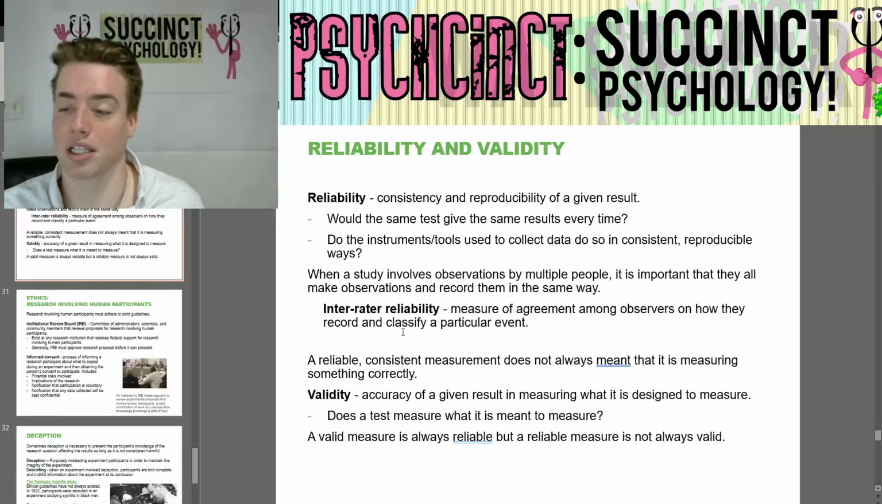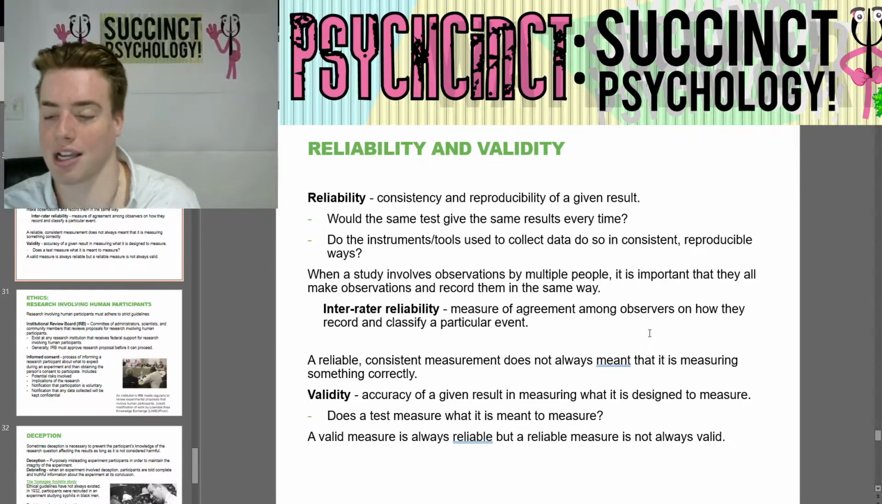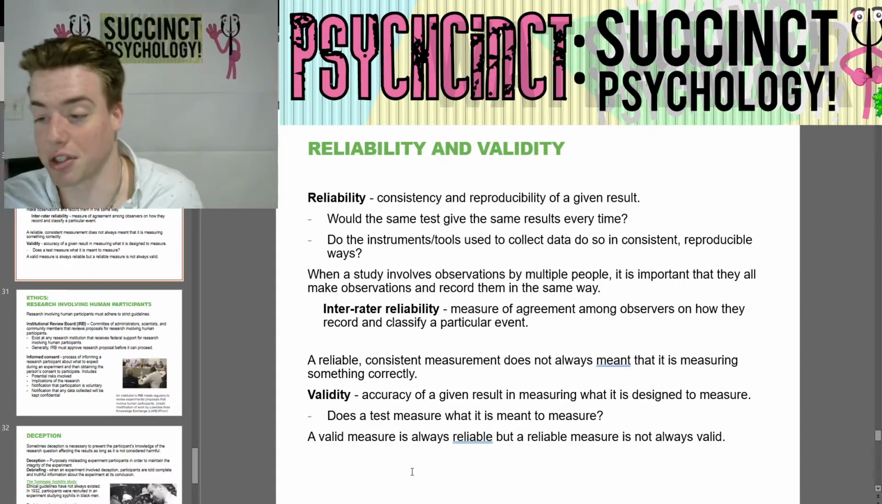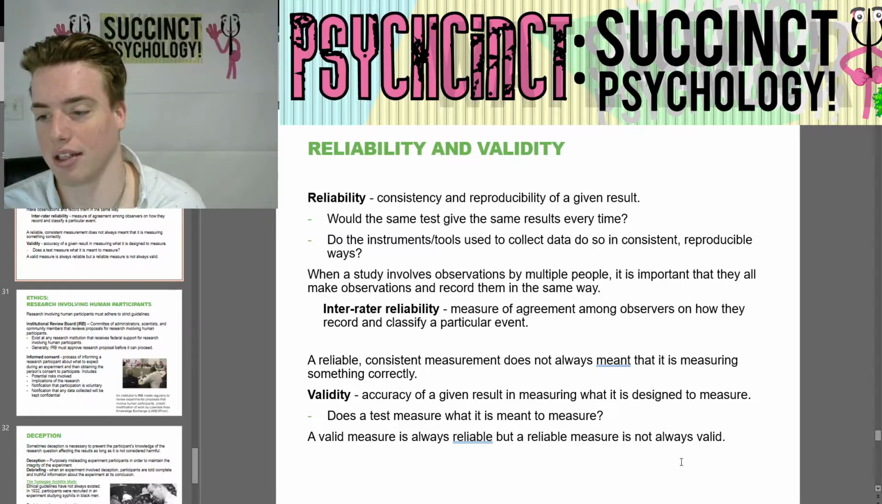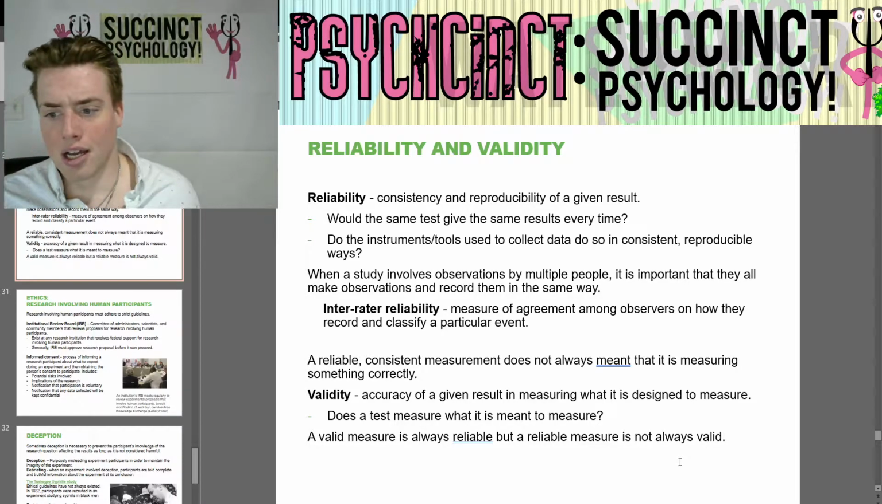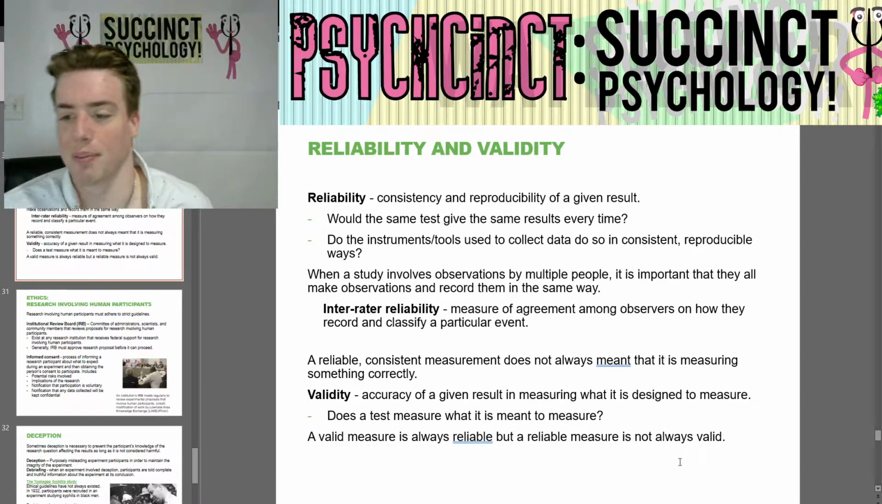A reliable, consistent measurement does not always mean that it is measuring something correctly. Validity is the accuracy of a given result in measuring what it's designed to measure. So does a test measure what it is meant to measure? An important thing to remember is a valid measure is always reliable, so it's consistent. But a reliable measure is not always valid. And a way to think about it is to think about shooting arrows at a big target.